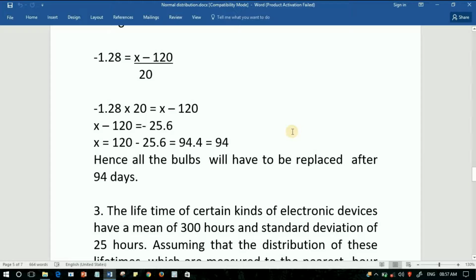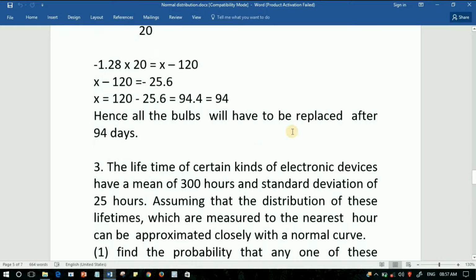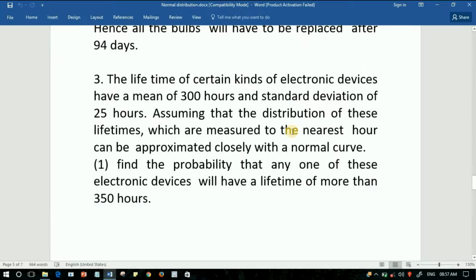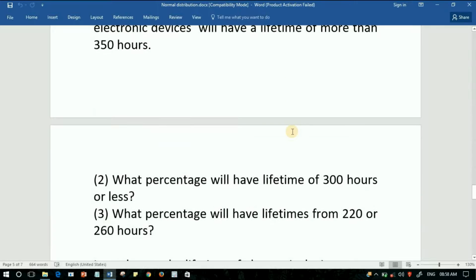Question number 3: the lifetime of certain kinds of electronic devices has a mean of 300 hours and standard deviation of 20 hours. Assuming that the distribution of these lifetimes, which are measured to the nearest hour, can be approximated by the normal distribution. Question 1: find the probability that any one of these devices will have a lifetime of more than 350 hours. Question 2: what percentage will have a lifetime of 300 hours or less? Question 3: what percentage will have lifetimes between 220 and 260 hours?